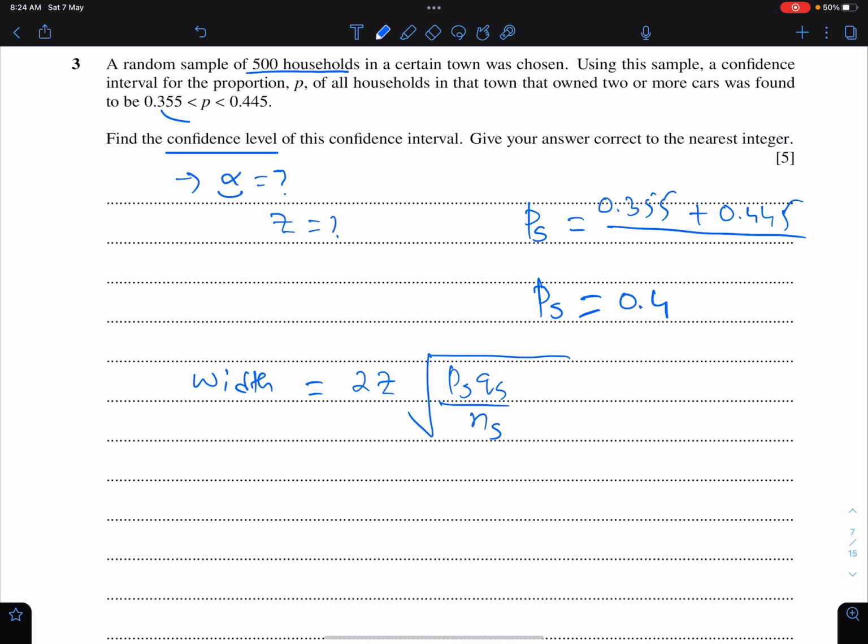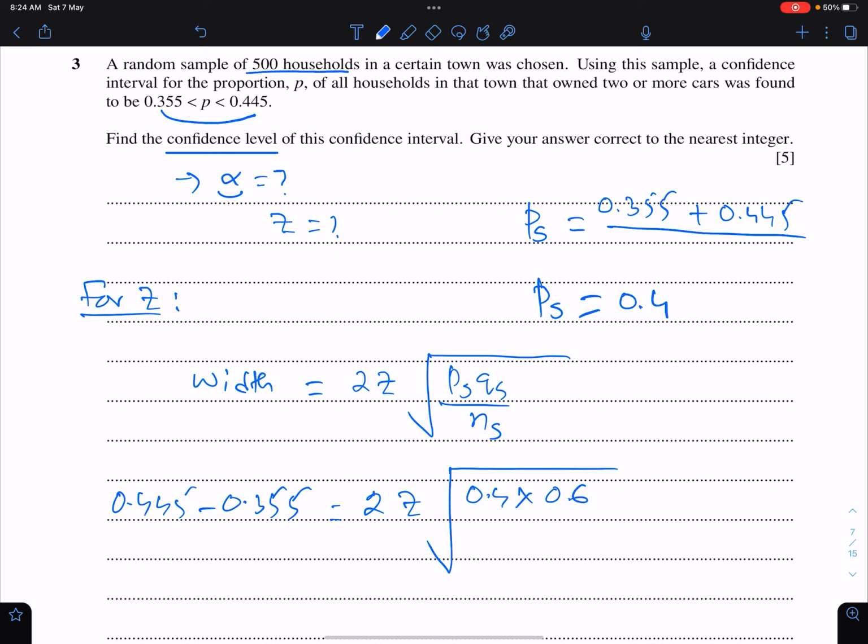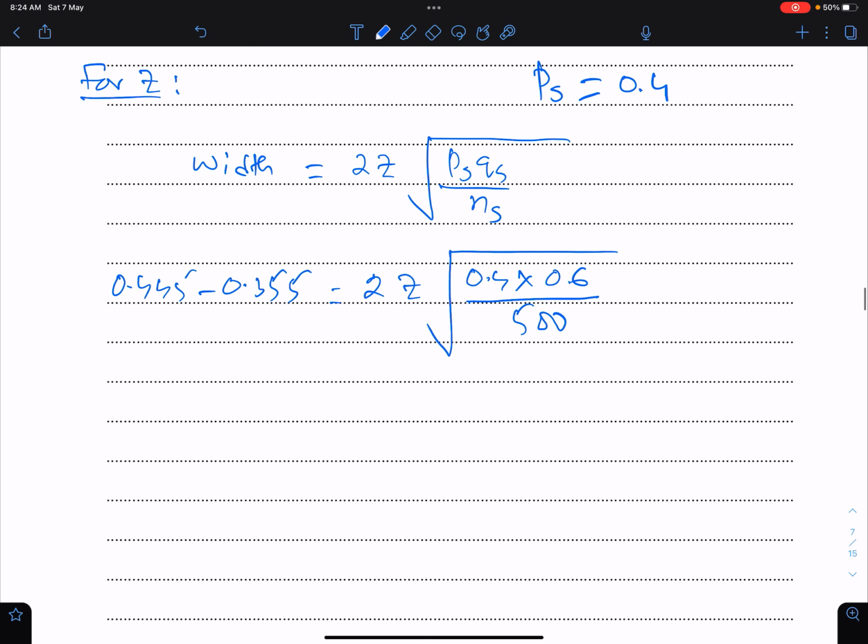Width is the difference of this confidence interval. 0.445 minus 0.355 is equal to 2z times the square root. We are working for z. ps is 0.4, qs is 0.6, and n is 500. So z is 2.054.